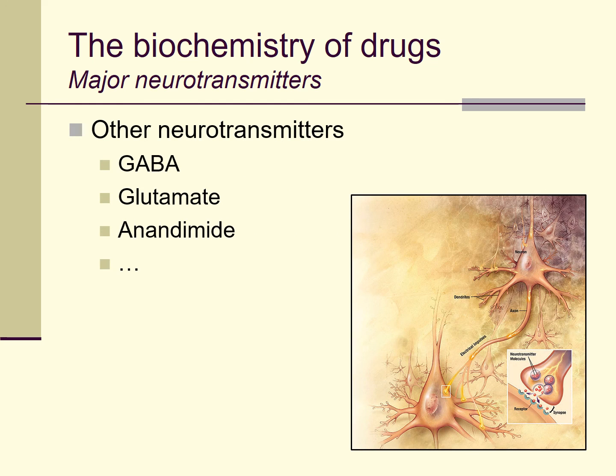Now, I've identified just a few neurotransmitters. There are many others out there: GABA, glutamate, anandamide. I'll talk about quite a few more as the semester goes on, but again, I wanted to give you a little bit of a preview just now.